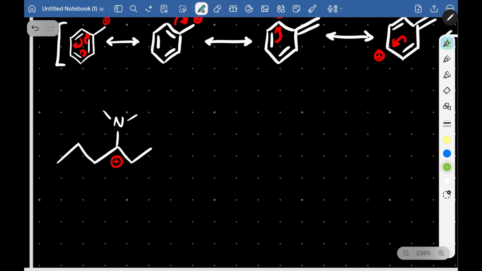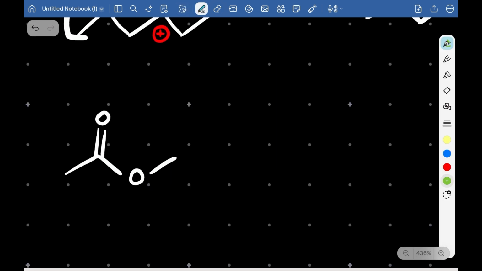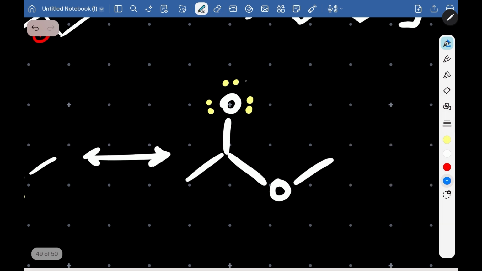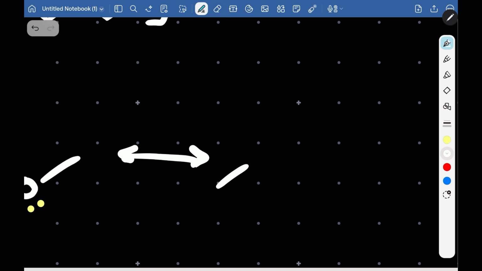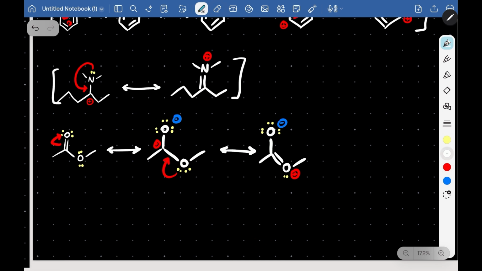Let me draw the lone pairs. There we go. This lone pair just goes to this one to fill up the hole, so it's going to be a double bond, and this has a positive charge. Yep, that's that resonance structure. I'm going to draw all the lone pairs. So the pi bond could go up here with a negative charge, and a positive charge right here. This goes up here, forming this compound, with the negative charge here. There we go, and that's that resonance structure for that molecule.